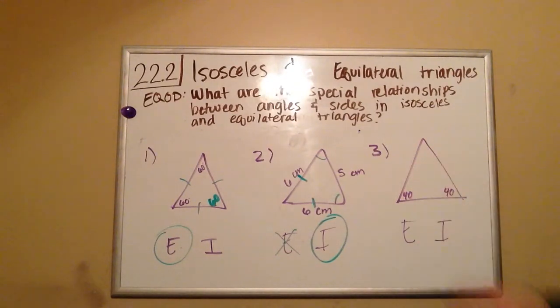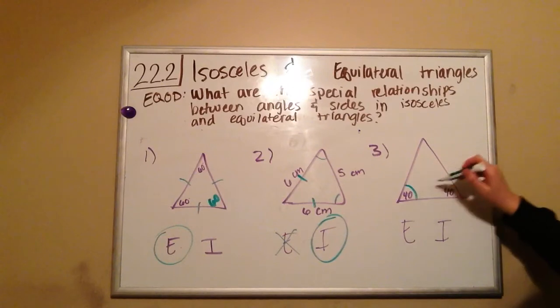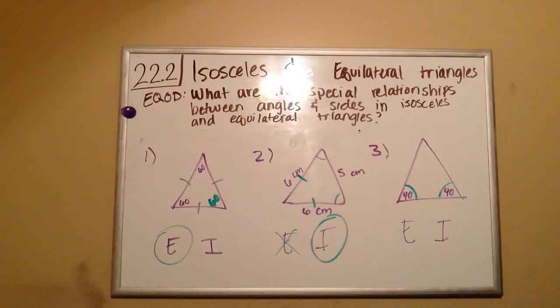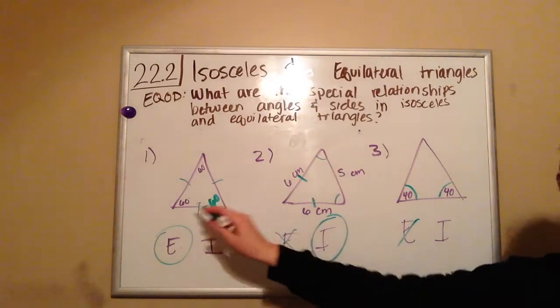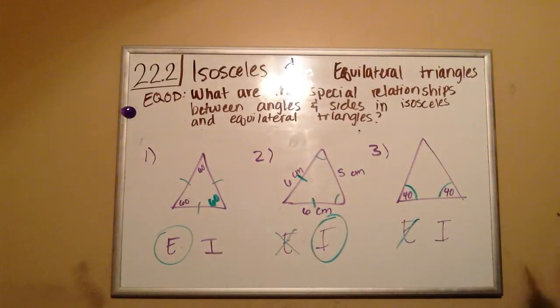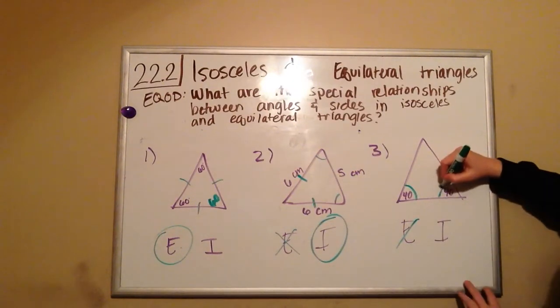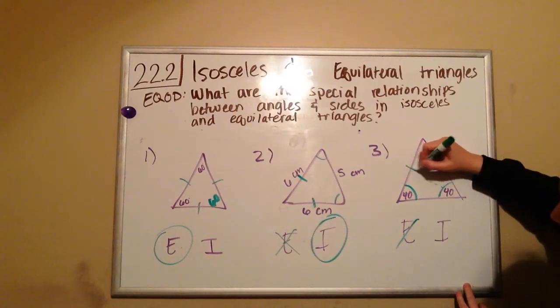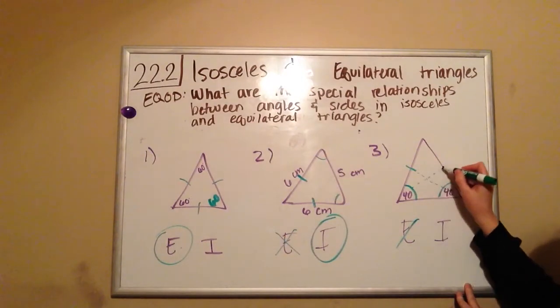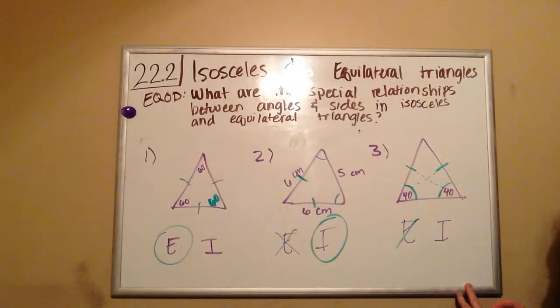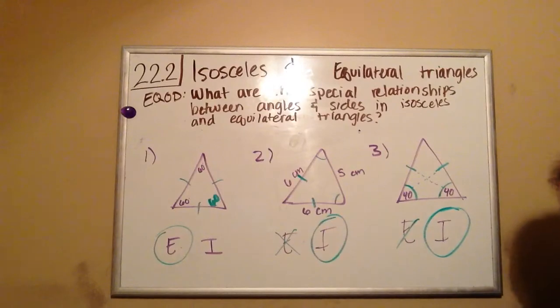Okay, for this triangle right here, we've got two 40-degree angles. So it's obviously not equilateral. If it was equilateral, it would be 60 and 60. Okay, so maybe isosceles. Let's try it out. Two angles that are the same. What that means is that this side and this side are the same. Now we have at least two sides that are the same size, which makes it isosceles.